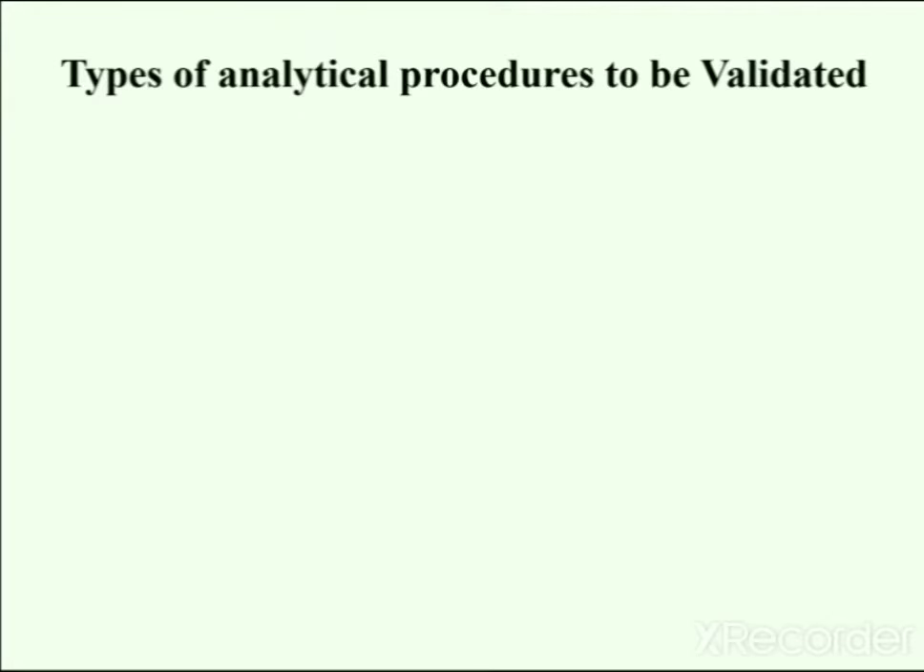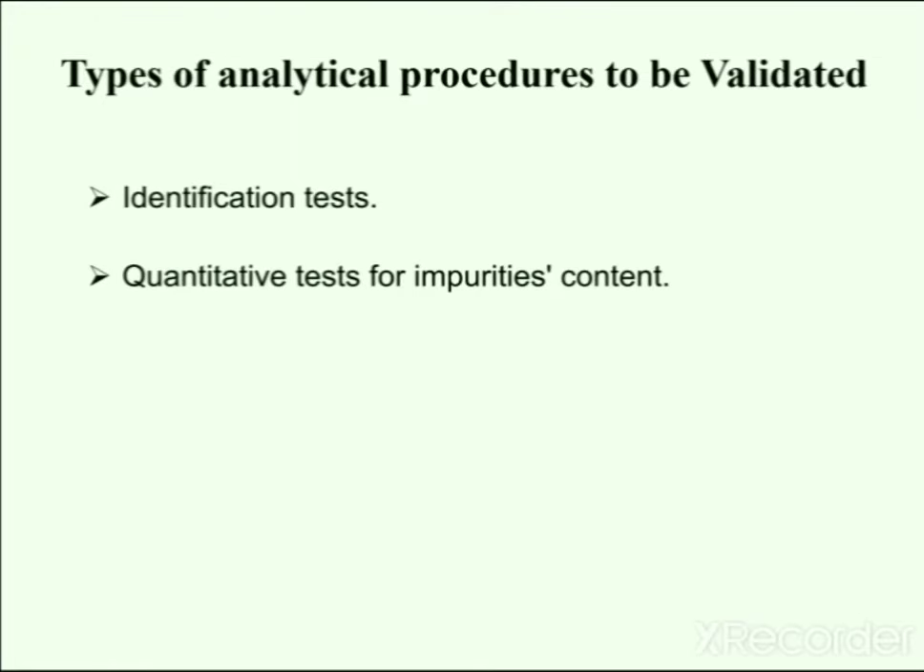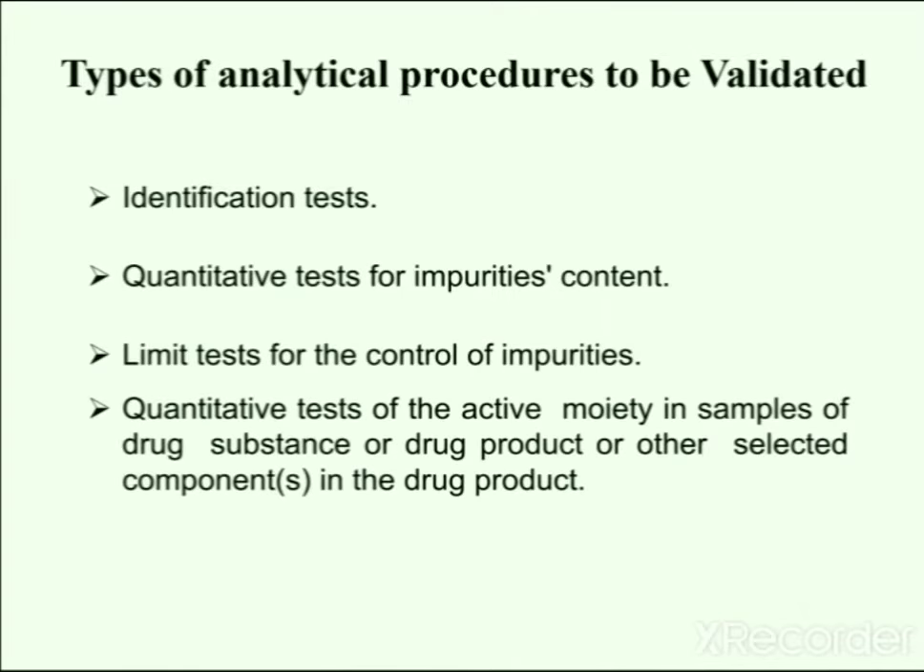Types of analytical procedures to be validated. There are various analytical procedures which need to be validated in order to produce accurate results. These methods include various identification tests, quantitative tests for checking the impurity content, various limit tests for the control of identified impurities, and finally quantitative tests for the active moiety in samples of any drug substance or drug product or other selected component or components in the drug product.